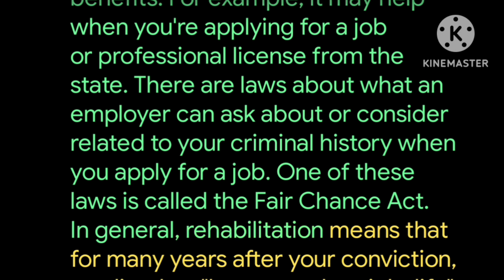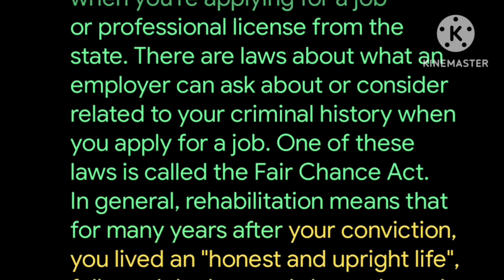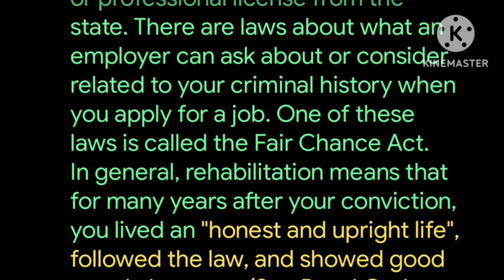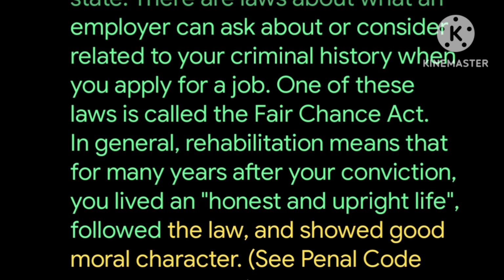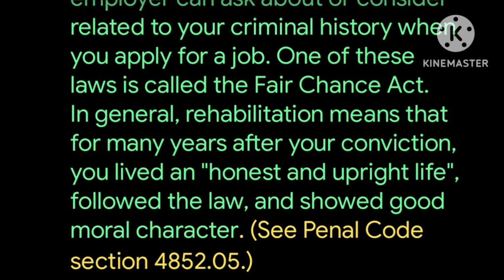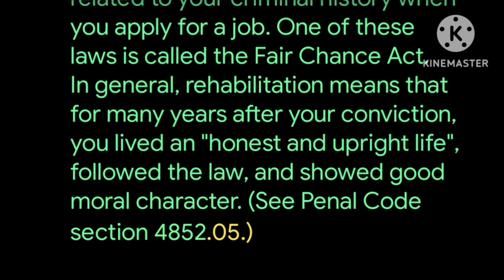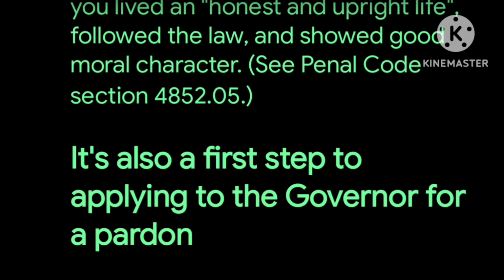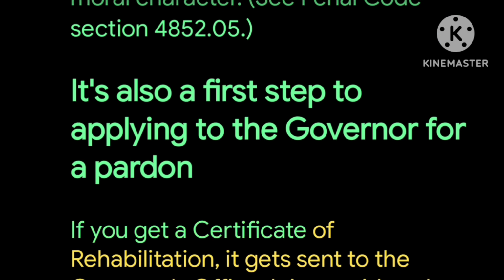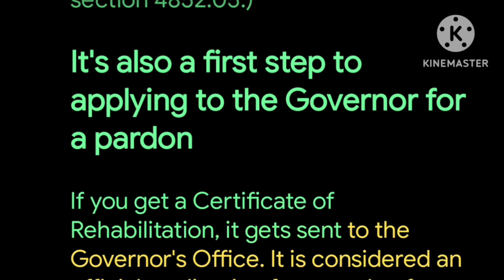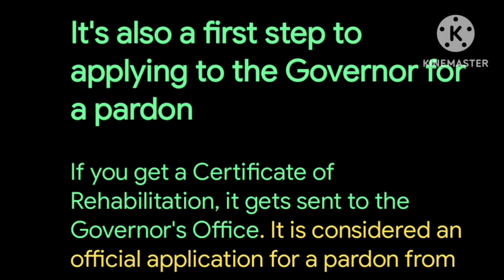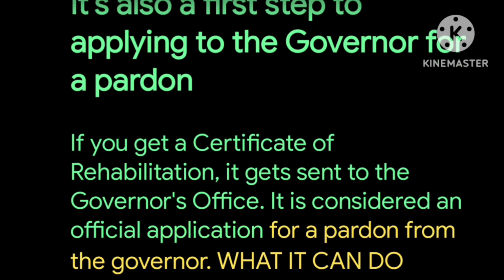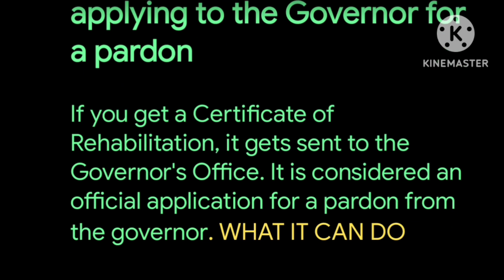In general, rehabilitation means that for many years after your conviction, you lived an honest and upright life, followed the law, and showed good moral character. See Penal Code Section 4852.05. It's also a first step to applying to the governor for a pardon. If you get a certificate of rehabilitation, it gets sent to the governor's office. It is considered an official application for a pardon from the governor.